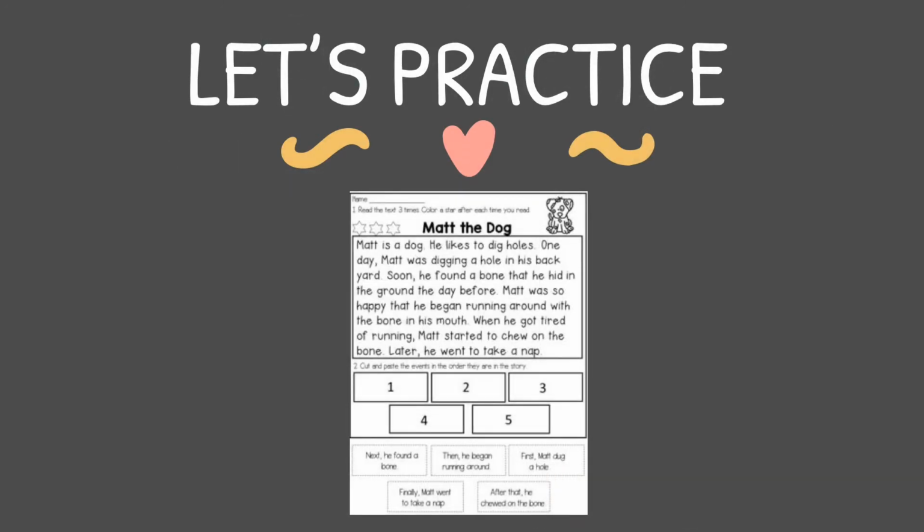Now, if we look at the bottom of the page, we have 5 different events, and we also have 5 boxes that are numbered 1 through 5. Let's take a look at these events and see if we can put them in the proper order based off the story. Now, if we look at the events that are given to us, we see some key words such as next, then, first, finally, and after.